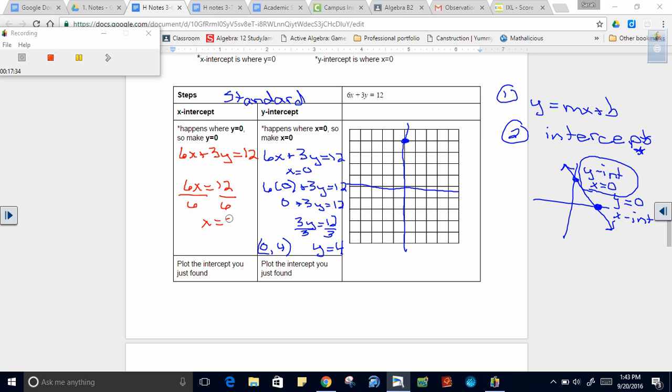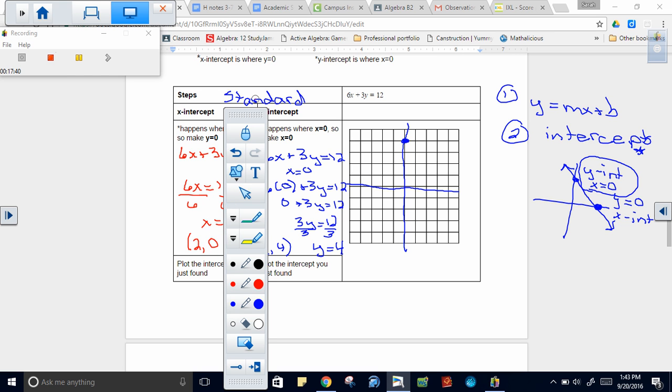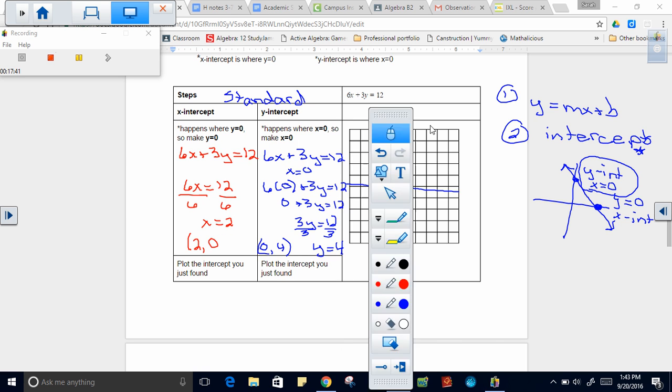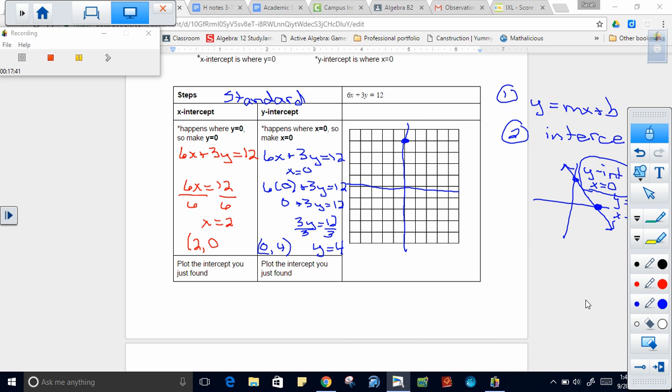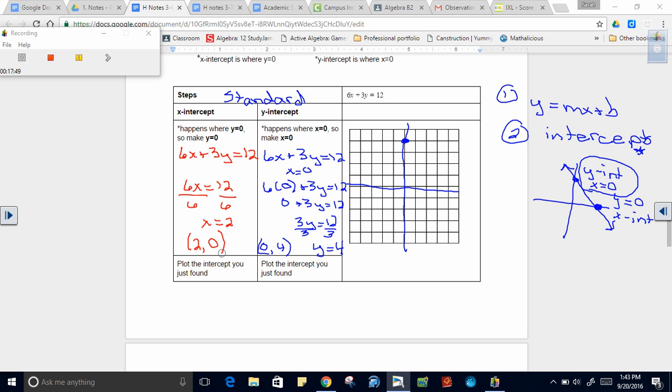So x will be 2. Therefore, you have a point at (2, 0). And I know it's 0 because I created a situation where that's going to be true. I made y 0, and I plugged that in, right? 3 times 0 would get me 0, plus 6x would get me 6x. That's where that 0 is coming from.